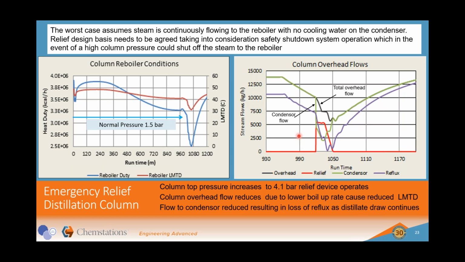And what we have here is the overhead and the supply to the condenser, obviously the same. But then as the relief valve lifted, the condenser flow dropped down. The total overhead flow didn't change because the balance of it was now going through the relief valve, which is this fella here. And then when the relief valve reseats again, you recover.